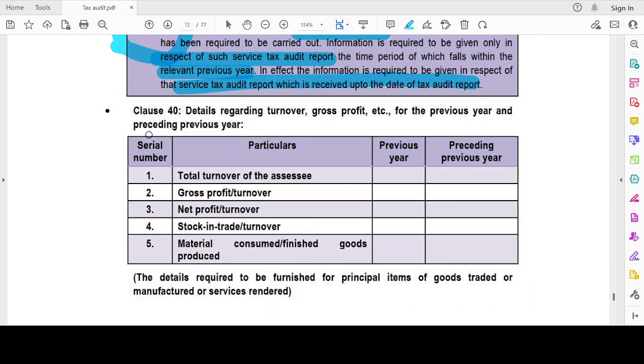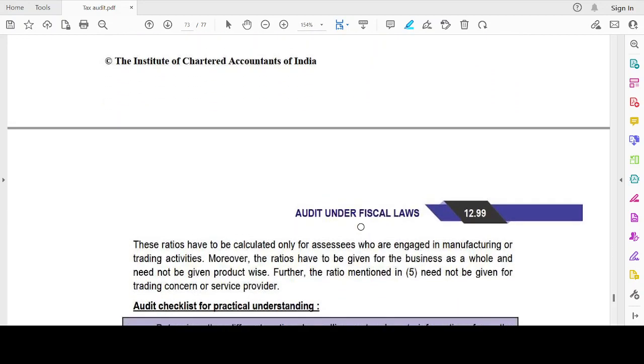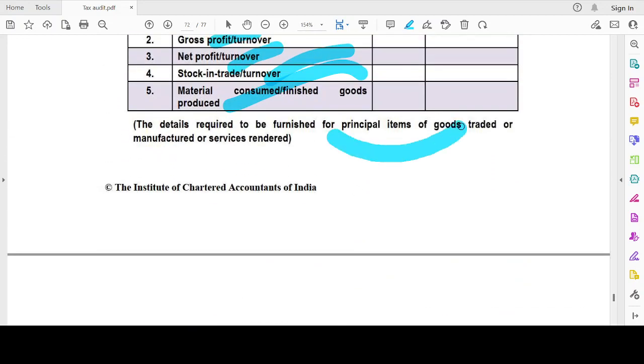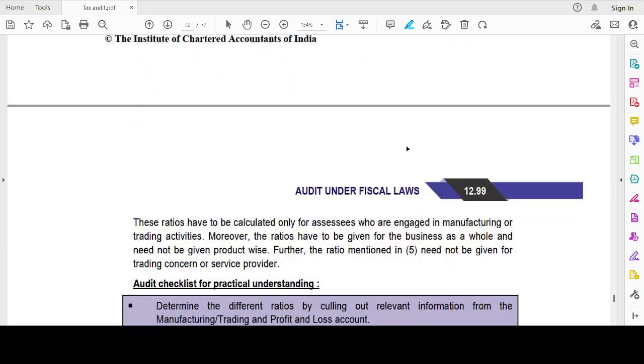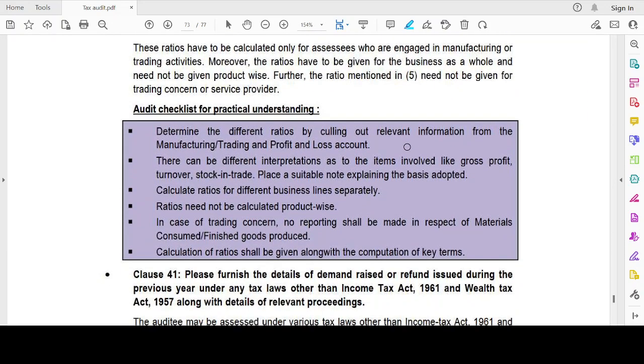Now, clause 40 is very simple. It's about all the necessary information, like turnover, gross profit, net profit to turnover ratio, stock to trade turnover ratio, and material consumed to finished goods produced. I mean, material consumed divided by finished goods produced. These are to be given only for the principal items of goods traded or manufactured, or services traded. Not for all items, but only the principal items. Generally, those will be ratios.